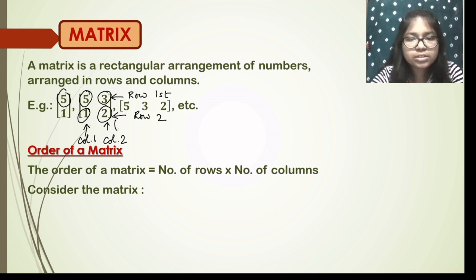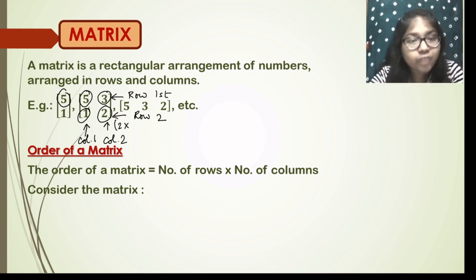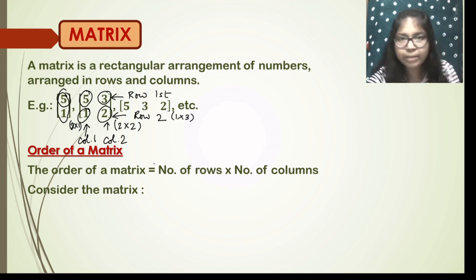At first you have to write the number of rows, that is 2. This is not "into", we will call it "by". And the number of columns is also 2. So it is a 2 by 2 matrix. Here the number of rows is 2, and the number of columns, this is the only column, that is 1. 2 by 1 matrix. Here the number of rows is 1 and the number of columns is 3. 1 by 3 matrix. So order of a matrix is clear.